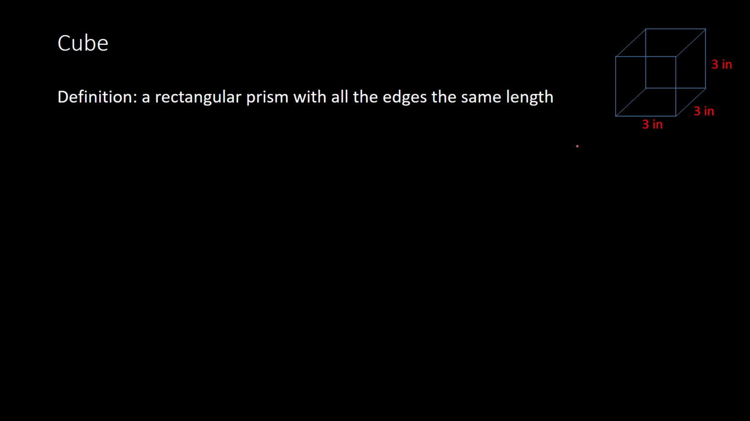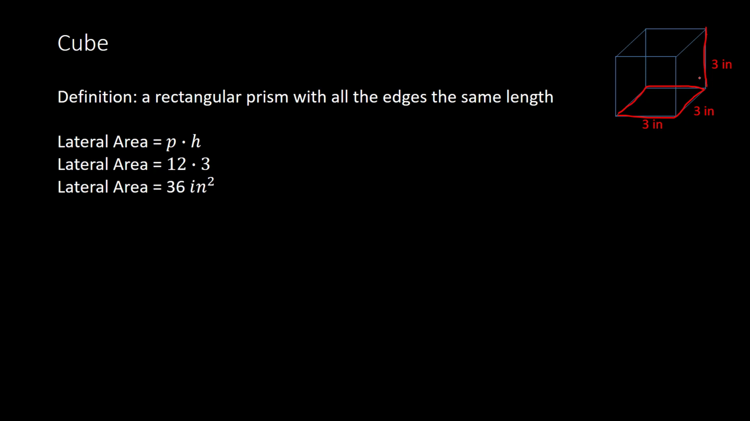So in this example, the lateral area we find by taking the perimeter of the base, multiply that by the height. So perimeter of the base, we're dealing with a square base, so the perimeter of this square would be 3 plus 3 plus 3 plus 3, which would be 12. And then the height is this other 3 right here. So 12 times 3 would give you 36 square inches.